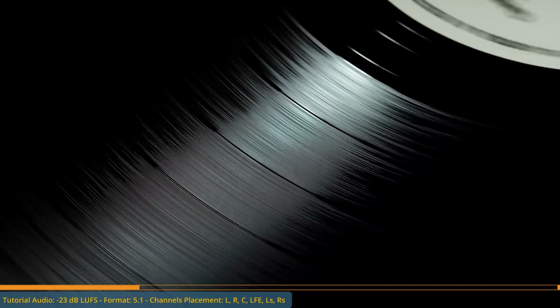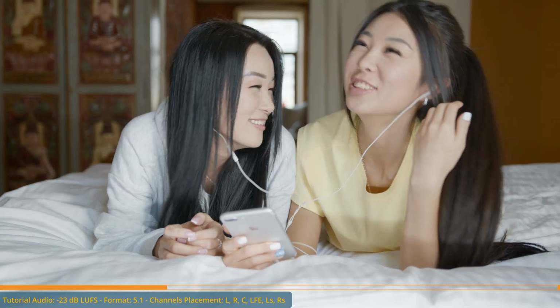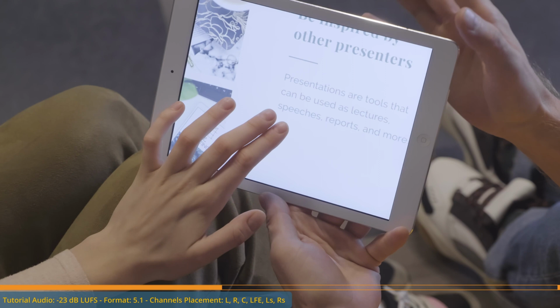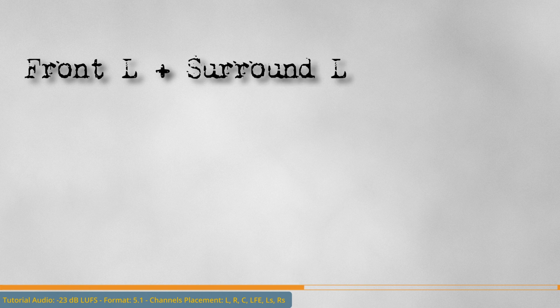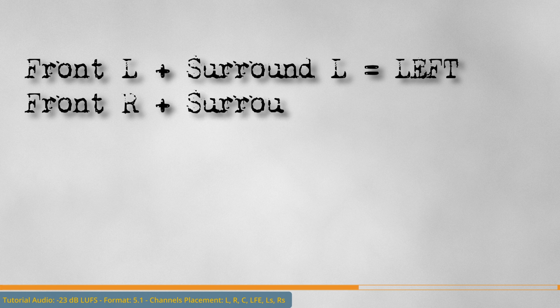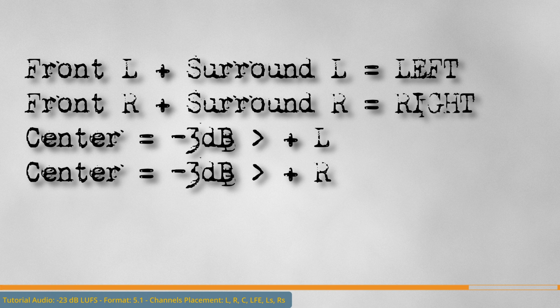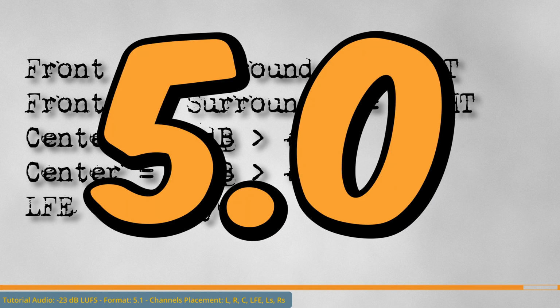Indeed, in stereo systems, like the headset you are using now, or your phone, or your tablet, all audio channels are mixed down in the following way. Front left and rear or surround left are combined and routed to the left channel. Front right and rear or surround right are combined and routed to the right channel. The center channel is attenuated by 3 dB and combined to both left and right channels. The LFE is eliminated. So, with music, normally 5.0 is employed.